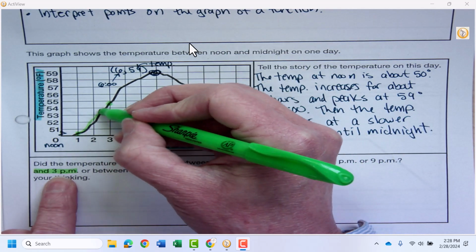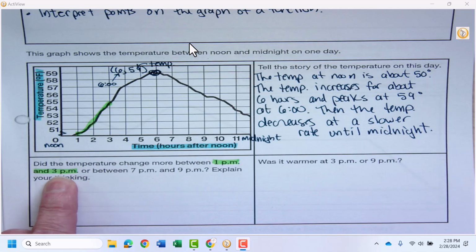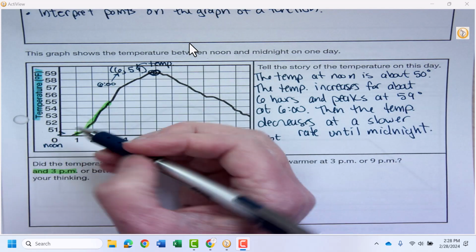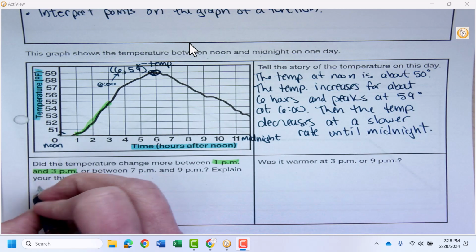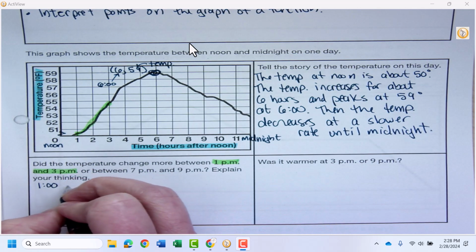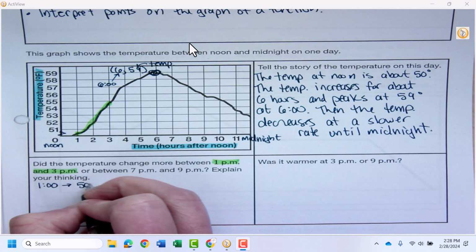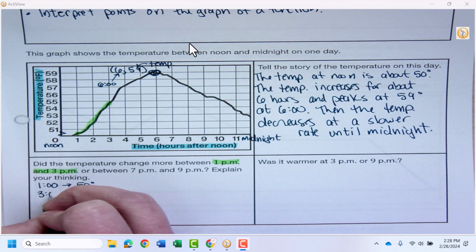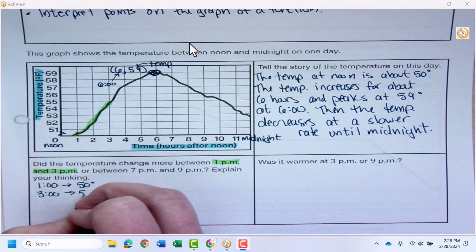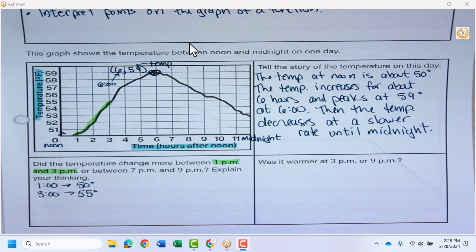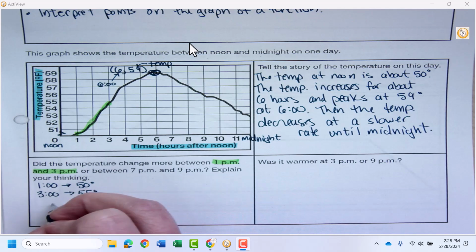So here's the part of the graph where the temperature is increasing. So let's look at how much that temperature changed. I'm going to do a little bit of rounding here. I'm going to say it started at about 50 degrees. 1 o'clock was about 50 degrees, and 2 hours later, it was about 55 degrees. So that's a change of 5 degrees.